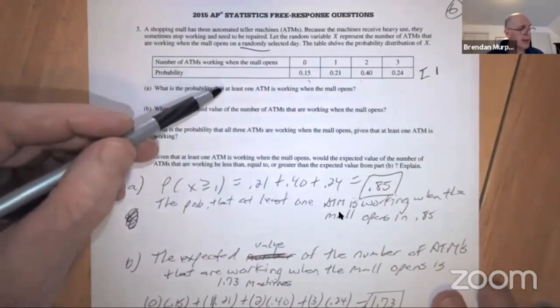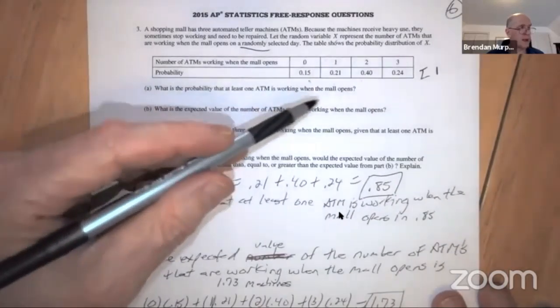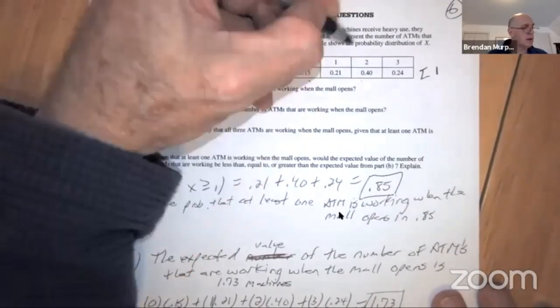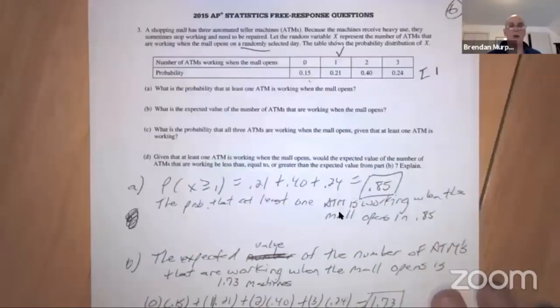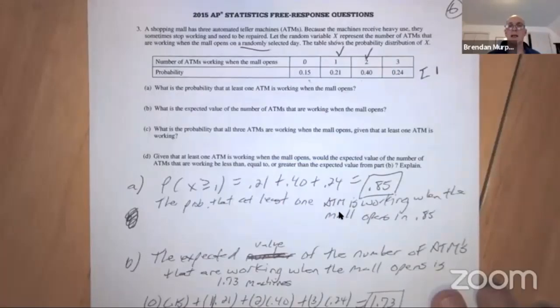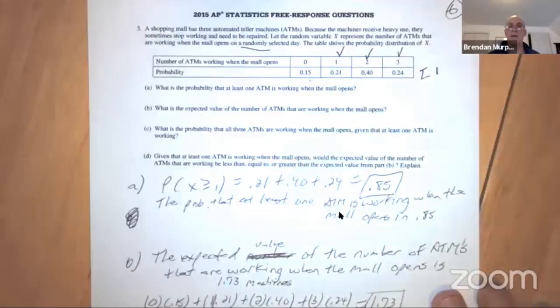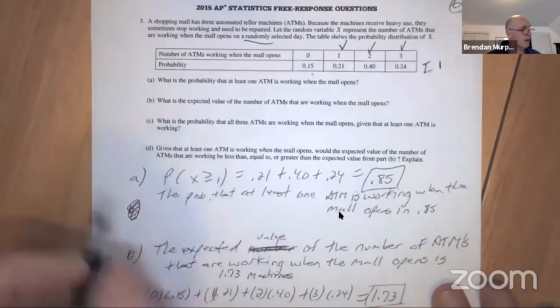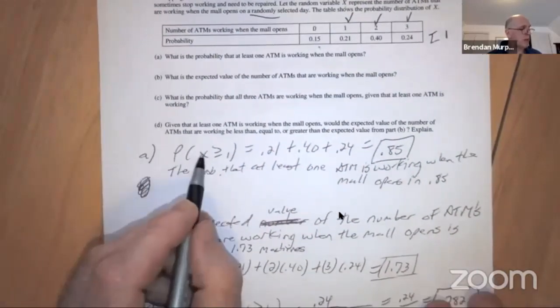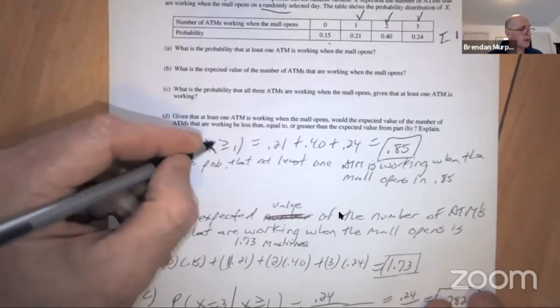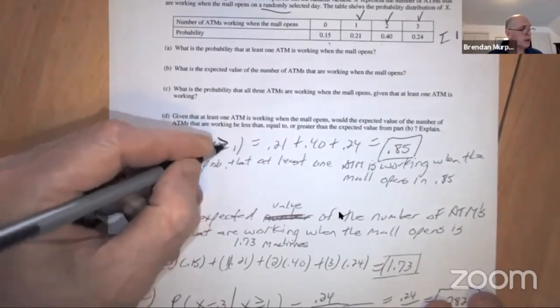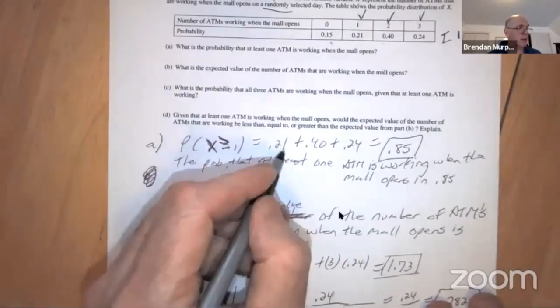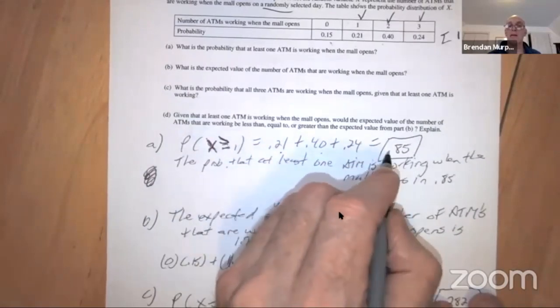What is the probability that at least 1 ATM is working when the mall opens? Well, 1 working is at least 1, 2 working is at least 1, 3 working is at least 1. So I think in part A, I said the probability that my big random variable X is greater than or equal to 1, at least 1 machine is working. I just added those 3 probabilities and got 0.85.